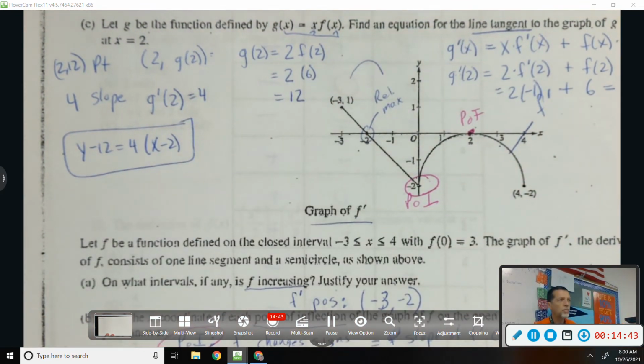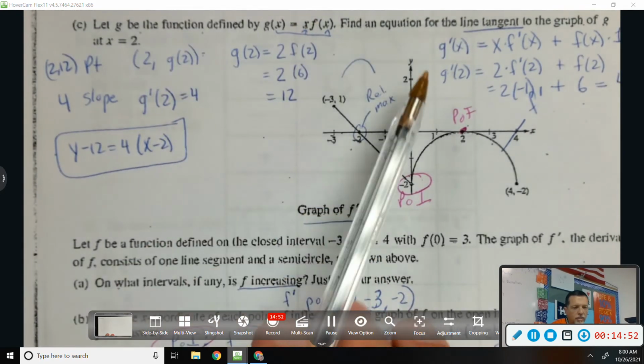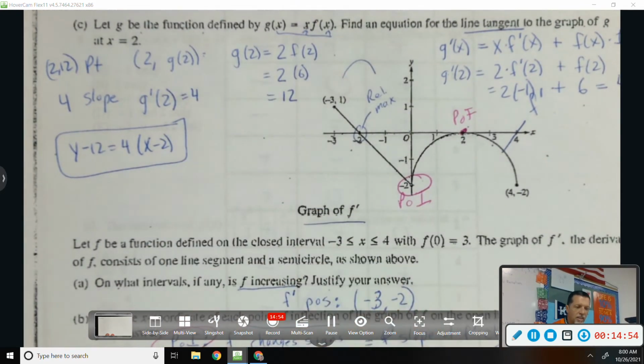It's a great example of an AP type question. Something that we've never seen before, but something that we are capable of doing because we know how to use product rule and graphs. And man, they pieced a lot of stuff together in that one question.